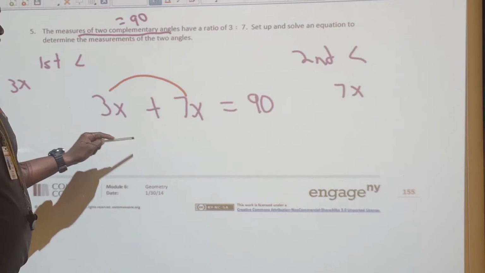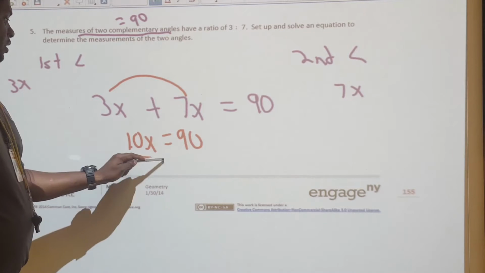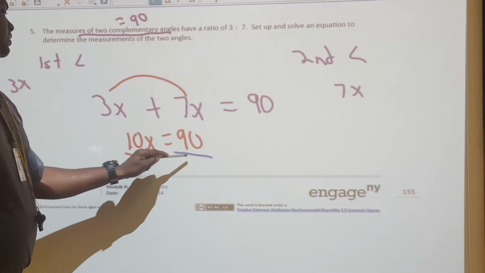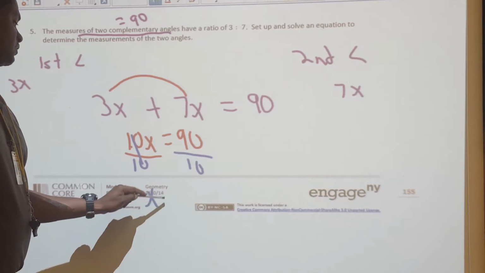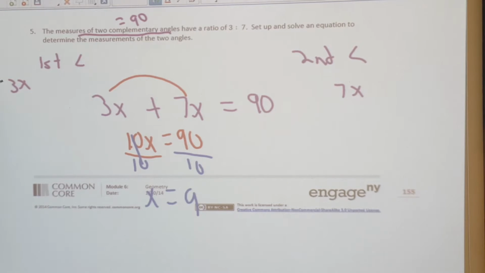I combine like terms, that gives me 10x equals 90 degrees, and I divide both sides of my equation by 10, and that gives me x equals 9 degrees. So my first step is to write my expression. My second step is to plug in for x.